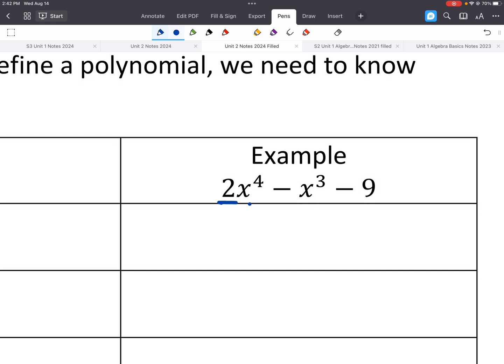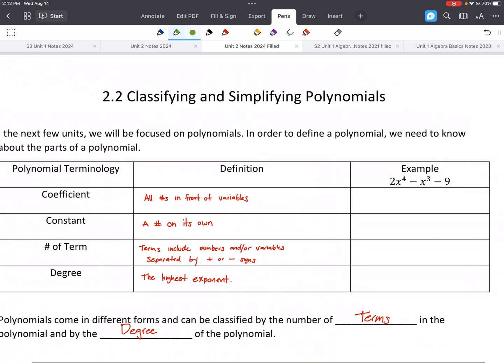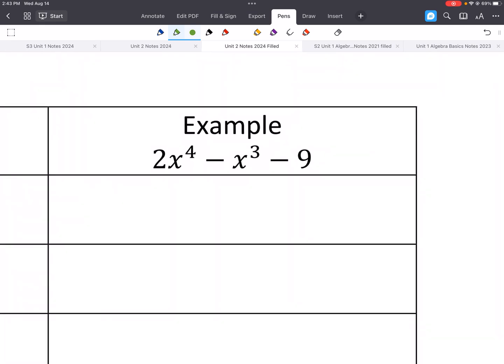Let's do a little vocab really quick for a polynomial. First off, let's talk about coefficients. We've already talked about coefficients when we did 2.1. Coefficients are the numbers that are in front of variables. So for this example, for the first term, our coefficient is 2. For our second term, our coefficient is -1. And then the last term doesn't have a coefficient.